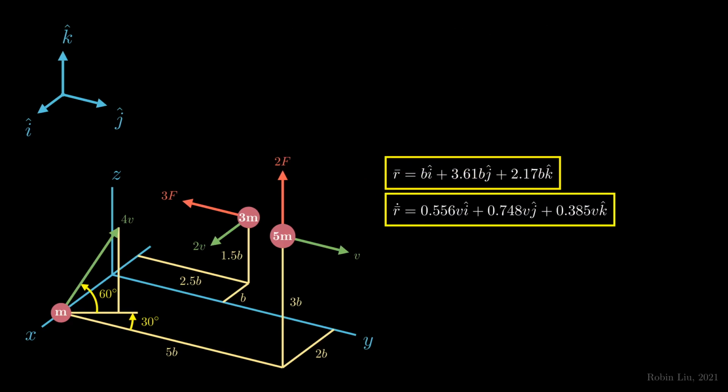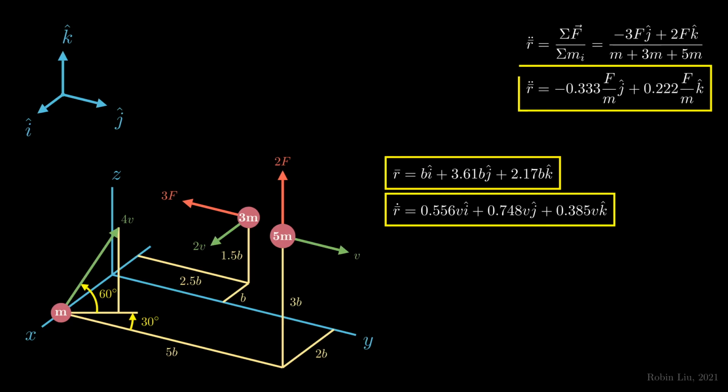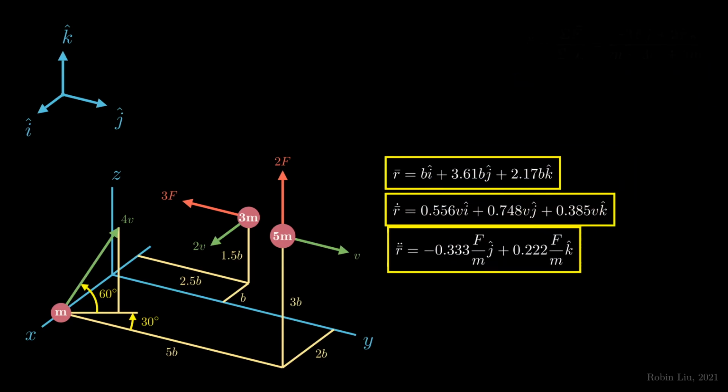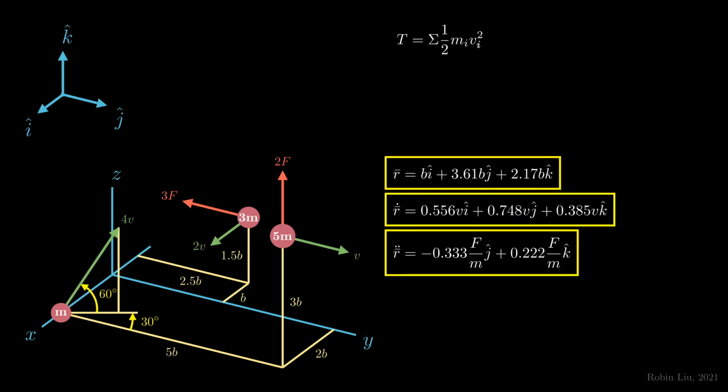Next is r bar double dot, which is the average acceleration of the system. This one is actually quite straightforward, since acceleration is the sum of forces divided by the mass, or Newton's second law. T is the total kinetic energy of the system, which we are already well familiar with, so that one's pretty easy.